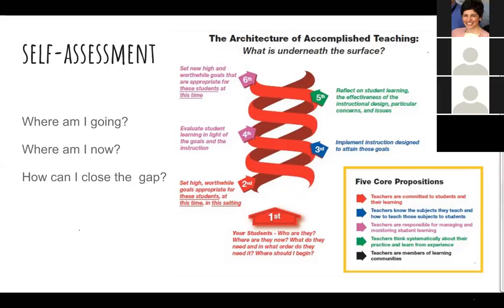Now, in the article, it gave three questions. It says that students should be able to answer three basic questions: Where am I going? Where am I now? And how can I close the gap? To me, those questions are exactly what this architecture of accomplished teaching is talking about. The students need to be able to answer, where am I going? And through those formative assessments, they can say, where am I now?